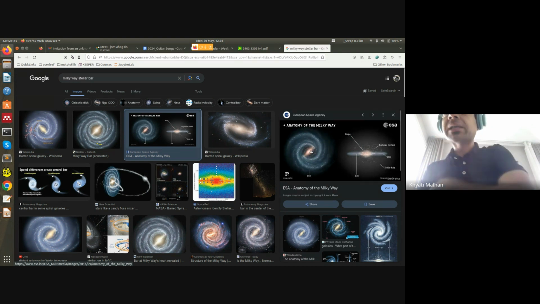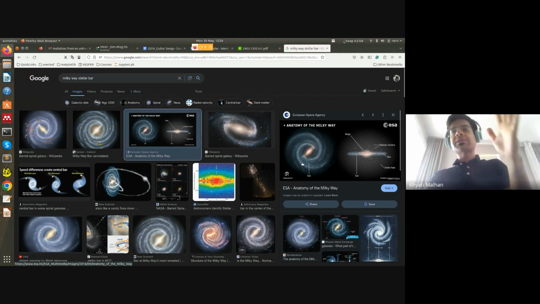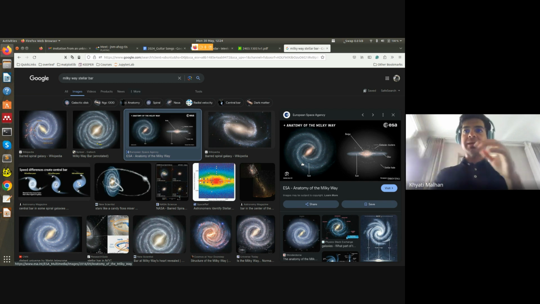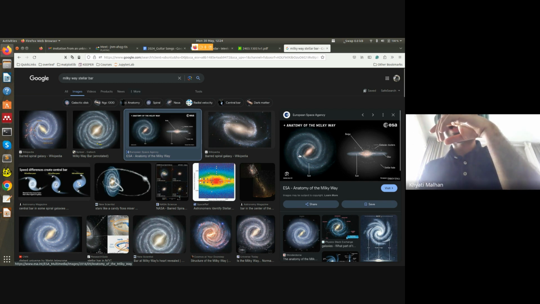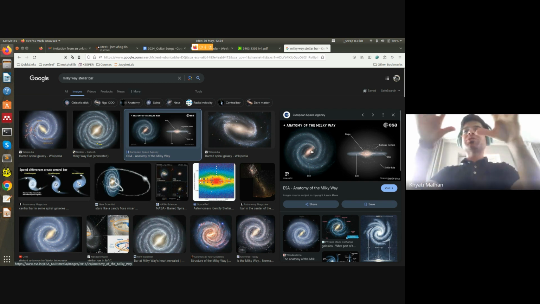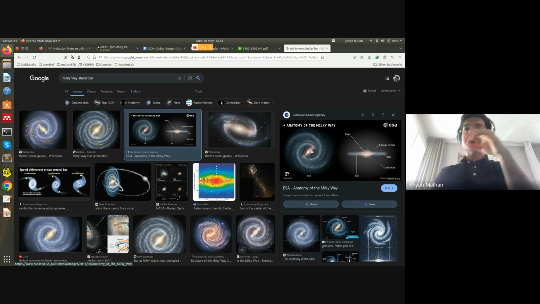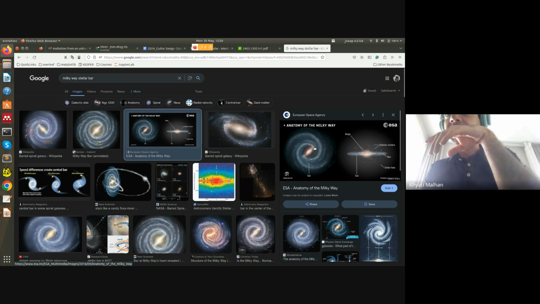Yes, right? So, for instance, this is again an artistic impression, but this artistic impression has scientific backing, right? So, at the very center of the galaxy, you don't have a smooth spherical distribution of stars. You have this bar-like feature that you can see over here. So this is what I'm calling the stellar bar.